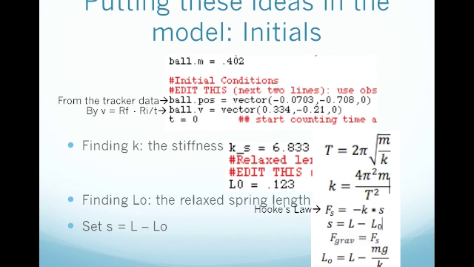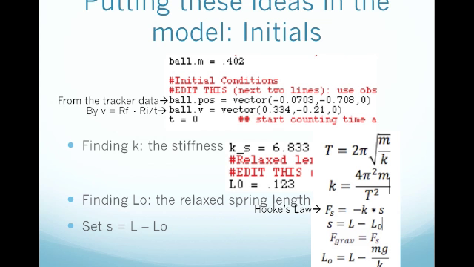From the tracker data, I found the initial position vector and used the first 2 points in tracker in order to find the initial velocity of the spring. In order to find the stiffness constant of the spring, I had to use the period of the spring, which is equal to the number of oscillations the spring makes over a certain amount of time. I then had to initialize the relaxed length of the spring using Hooke's law.